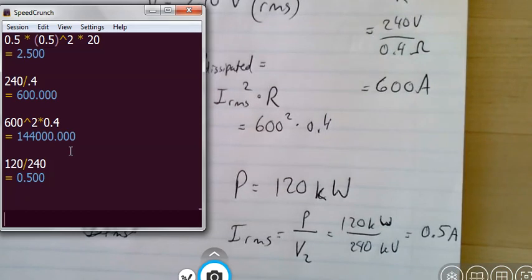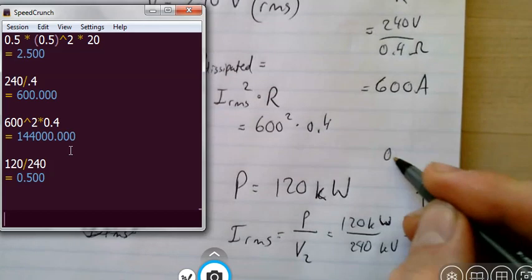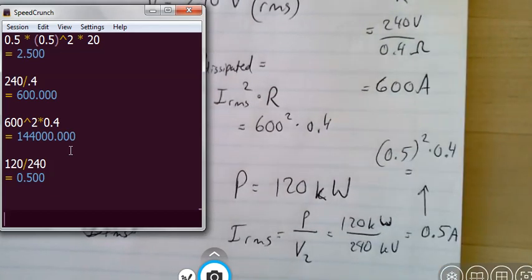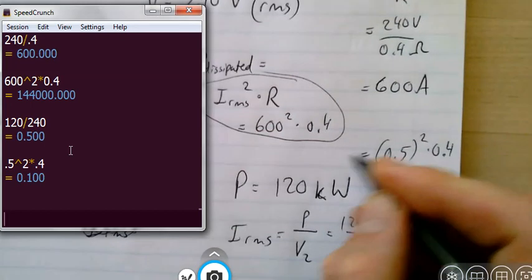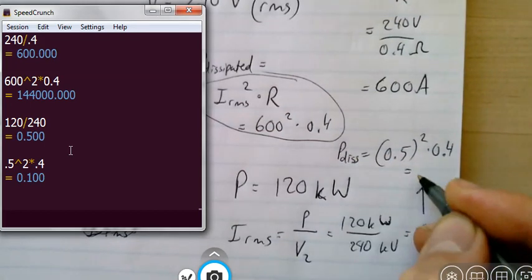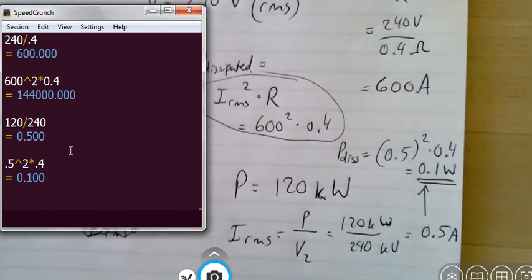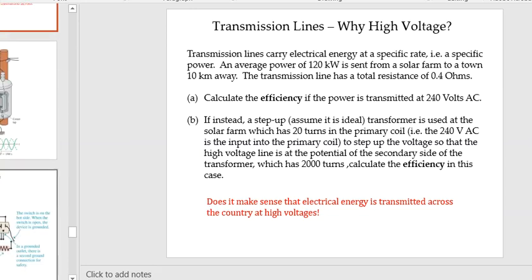That's a lot lower than the 600 amps. And so correspondingly, we can see that 0.5 squared times 0.4, similar to what we did in the earlier calculation, is going to be the power dissipated in the wires, which is only equal to 0.1 watts. So the thing that I want to drive home is that there's a very, very small amount of power that is actually dissipated in the wires themselves when we do this step up.